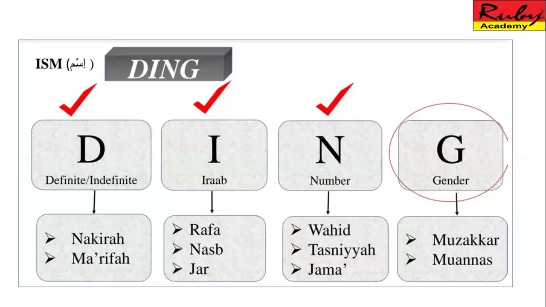And this is the main part which we have learned. D for definiteness: nakira, marifa. I for I'rab, whether the noun is marfu, mansub, or majroor. N for number, whether the noun is wahid, muthanna, jam'a, and G for gender, whether the noun is muzakkar, muannas, masculine, feminine.